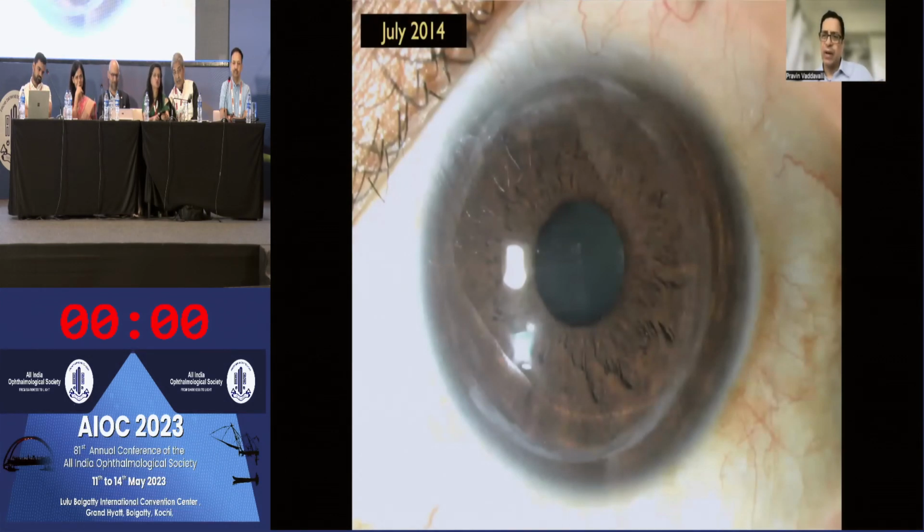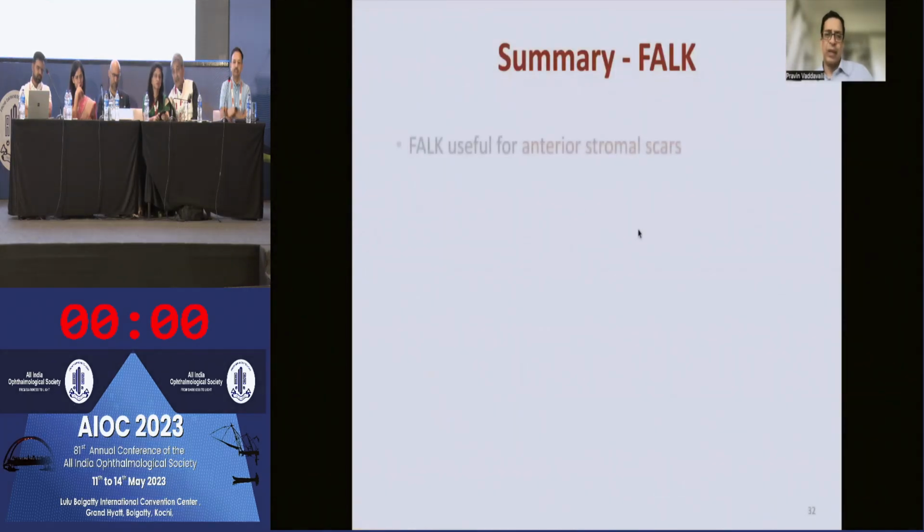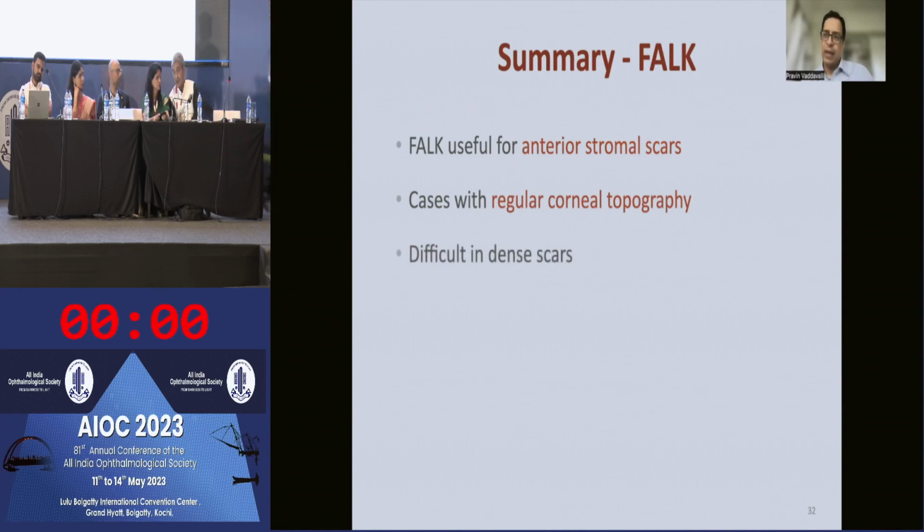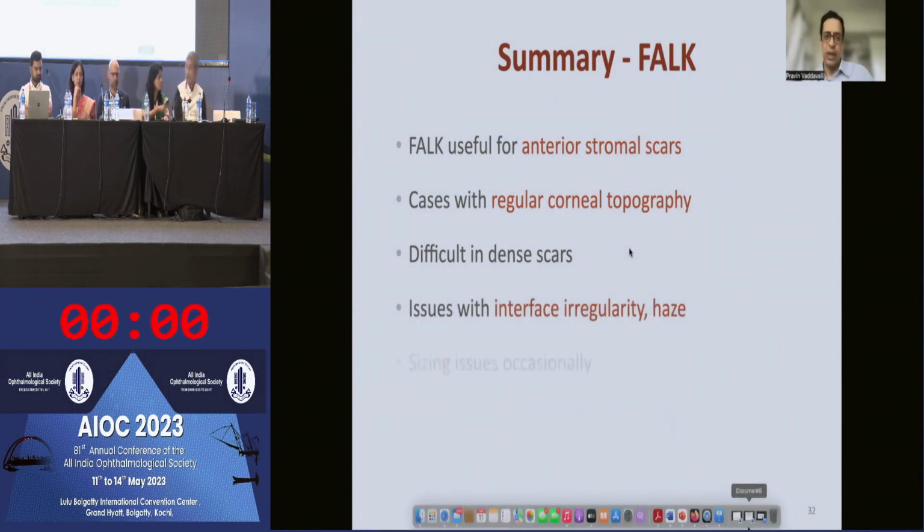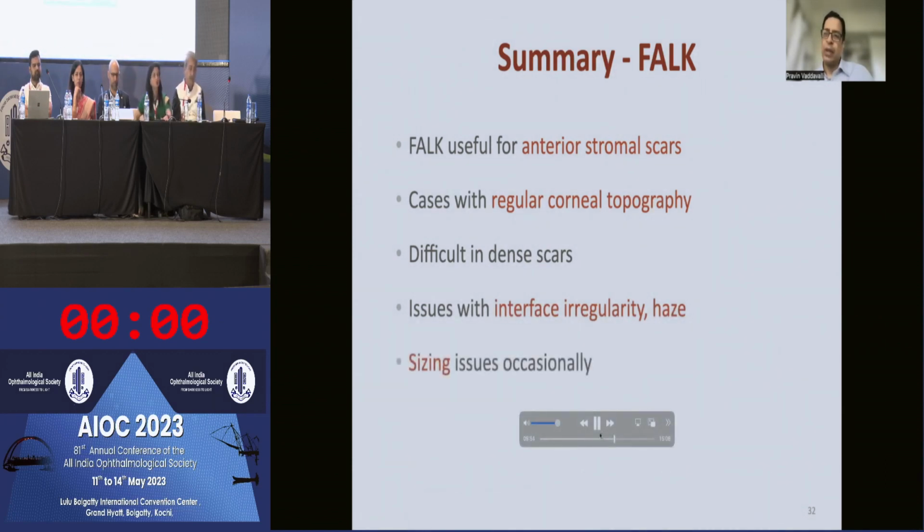But that's several interventions. So FALK, to summarize, is a great option in anterior stromal scars and in lesions that have regular corneal topography. If you have denser opacities, it's a little more difficult to do, and you will have issues with interface irregularity and sometimes residual haze as well. Very occasionally, you might have sizing issues, but the majority of times, this can be a sutureless cell. The biggest advantage of FALK is that you have early visual rehabilitation.